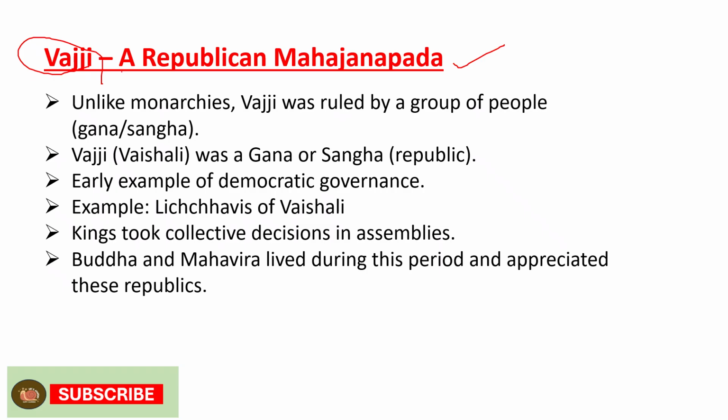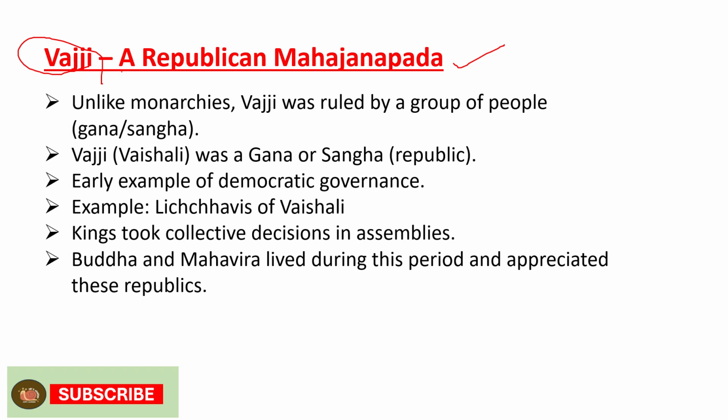Next is one of the Mahajanapadas known as Vajji. But it is a different Janapada. It is not a monarchy. It is a Republican Mahajanapada, unlike a monarchy. Vajji was ruled by a group of people known as Gana and Sangha. Vajji's capital city was Vaishali. It was a Gana Sangha republic. This was an early example of democratic government.